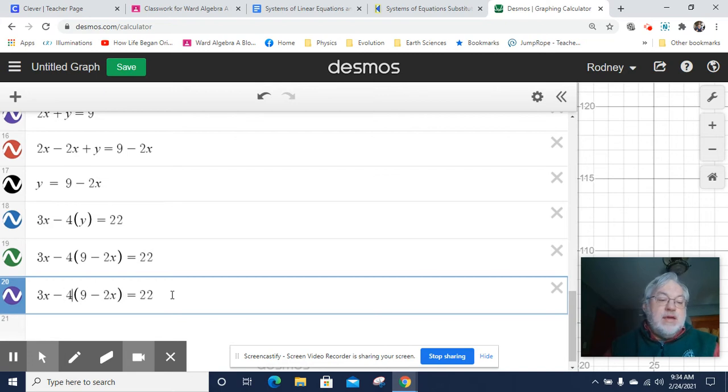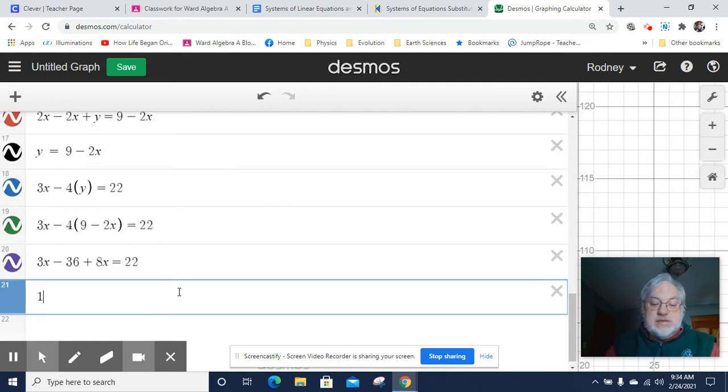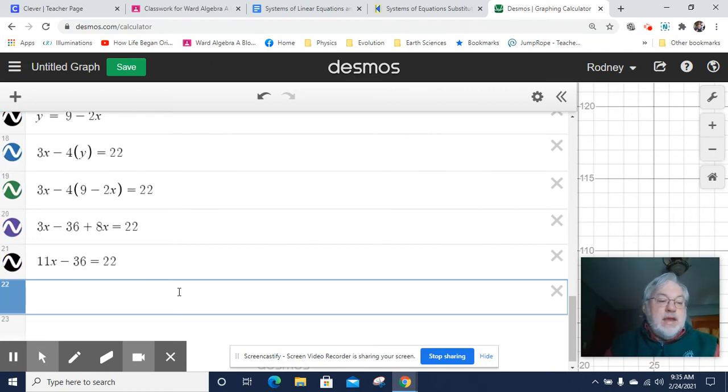So negative 4 times 9 will be negative 36. So minus 36, and negative 4 times negative 2x will end up being plus 8x. And now I can combine like terms. 3x plus 8x is 11x. I've still got minus 36 equals 22. I now can add 36 to both sides. So plus 36 here, plus 36 here.